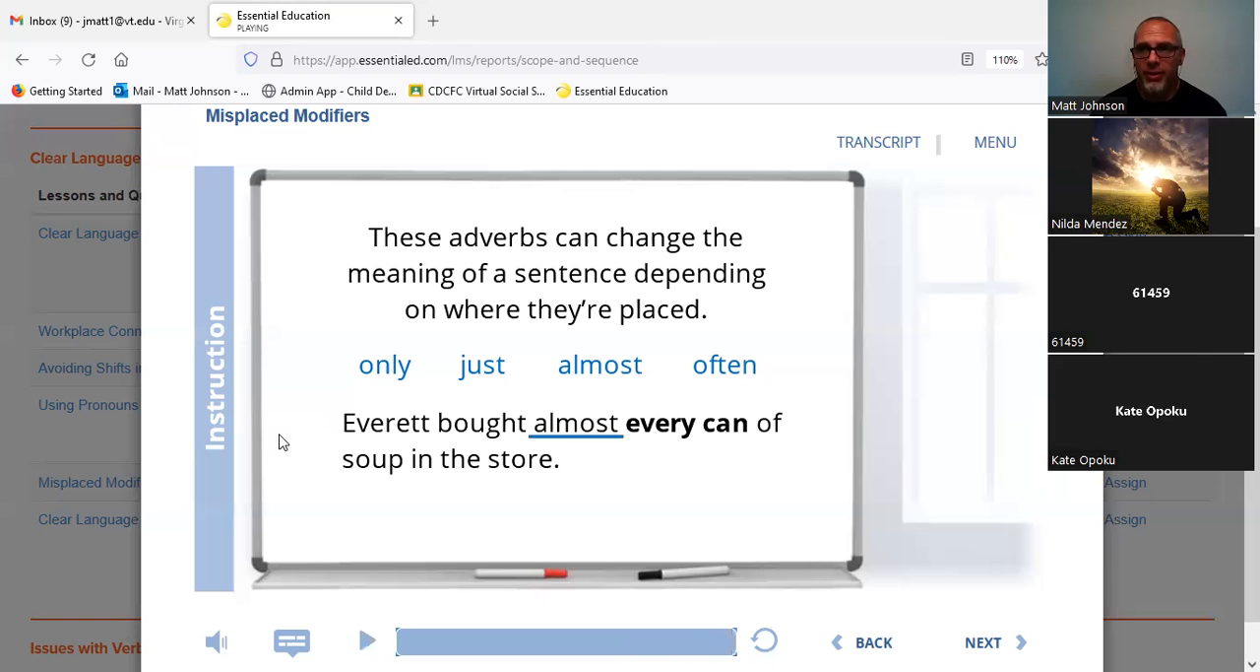Whereas, it's common to see misplaced modifiers or dangling modifiers. It's really common to see the adverbs placed in the wrong place. These four, only, just, almost, often, get placed in the wrong part of a sentence and end up modifying the wrong thing. That's probably the most common type of modifier mistake that we see. So let's take a look here.